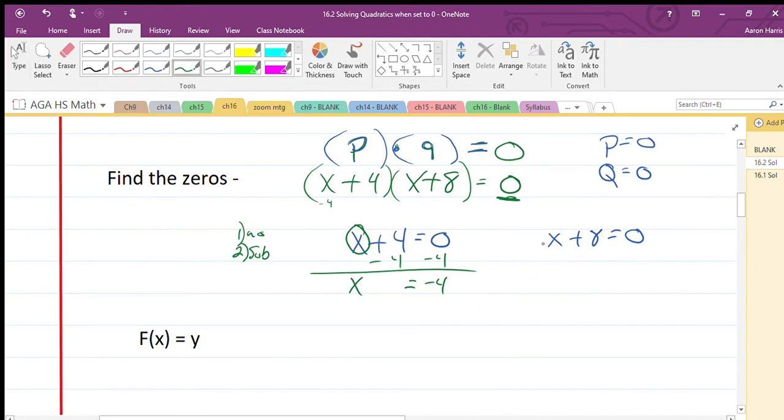Now, let's come over here. I can now solve for this x. So I have first step, simplify or combine like terms, nothing to do. The second step, I'm going to subtract. So I subtract 8, x is equal to what? -8. So there you go again.